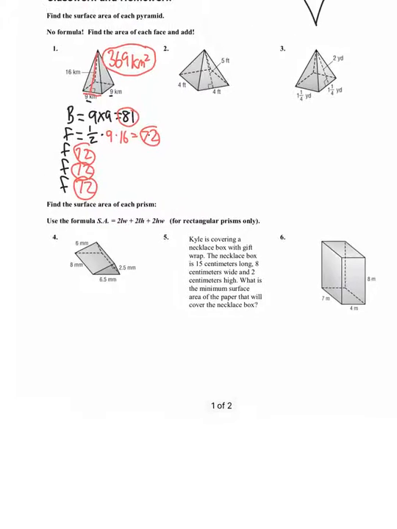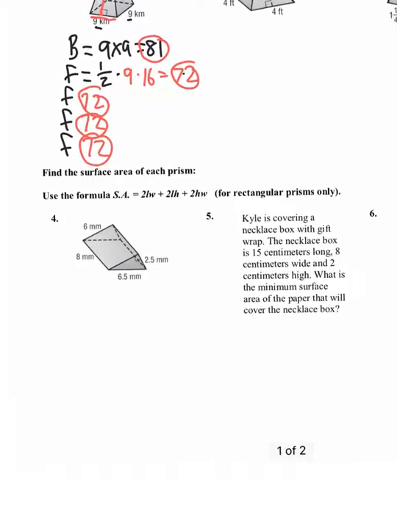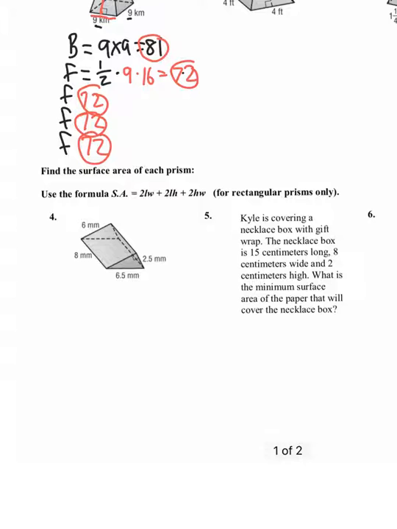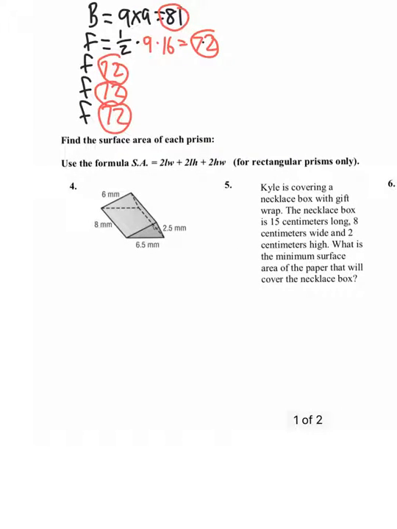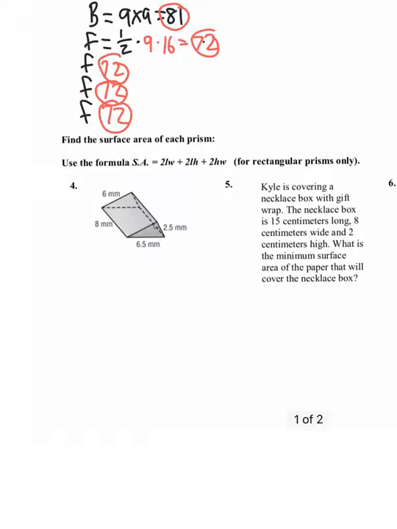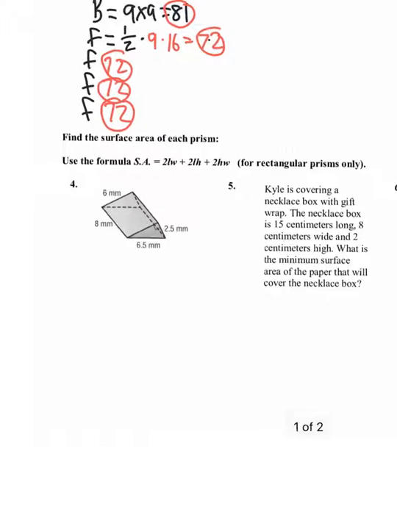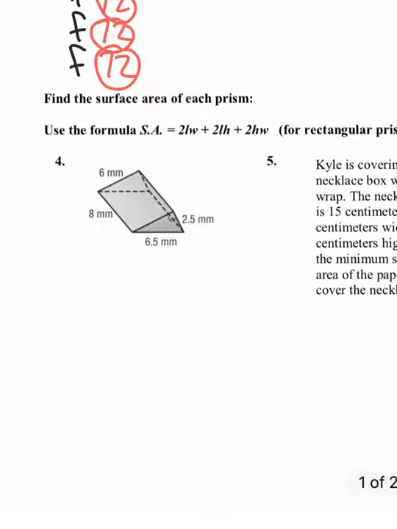All right, number 4 says find the surface area of the prism. Use the formula surface area is 2 times length times width plus 2 times length times height plus 2 times height times width for rectangular prisms. So you're going to use that formula if it says anything about a rectangular prism, which would be for number 5 and number 6. But for number 4, it is a triangular prism because it has 2 triangular bases, so that formula will not work. So for this one, we're just going to find the area of the faces.